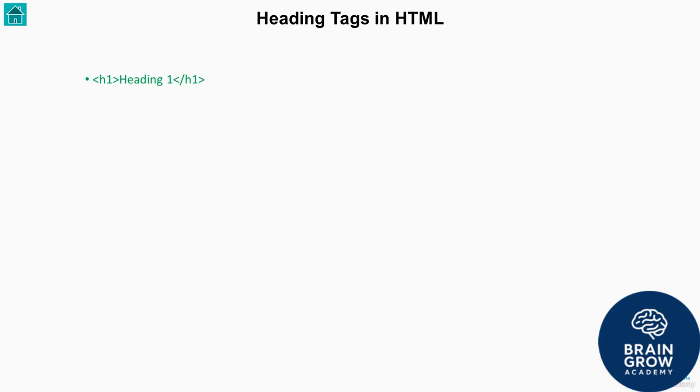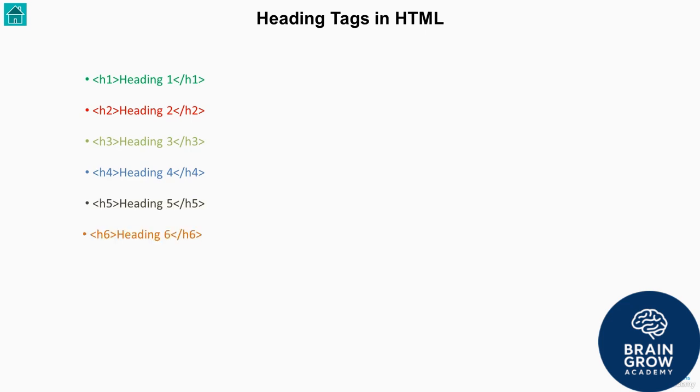We have H1, which refers to heading 1, H3, which refers to heading 3, H4, which refers to heading 4, H5, heading 5, H6 refers to heading 6. Let's see in action the different types of headings that we just introduced.